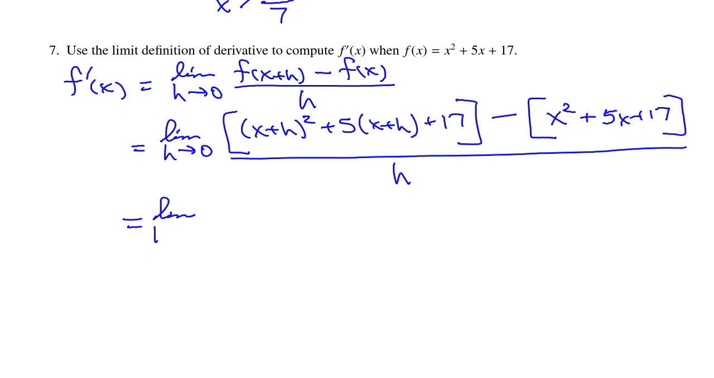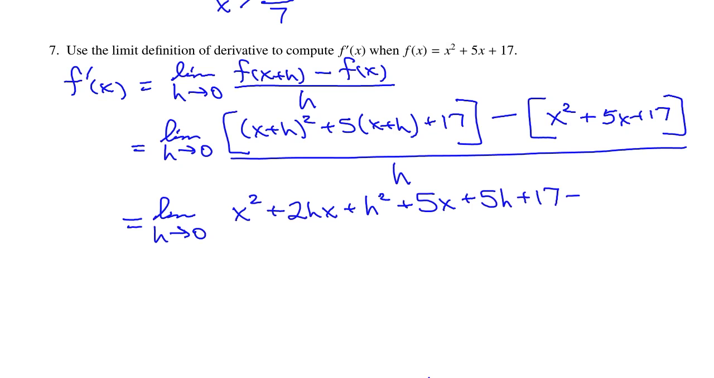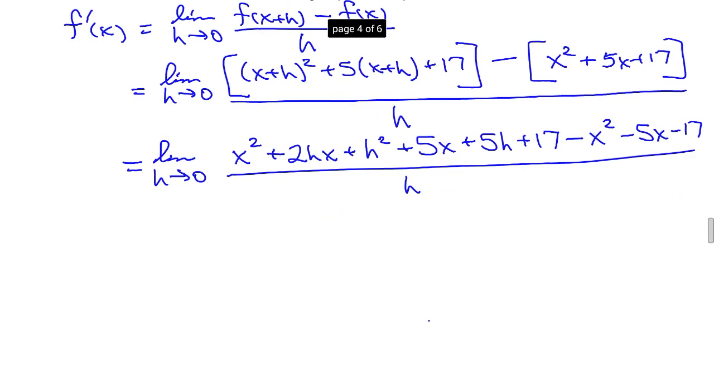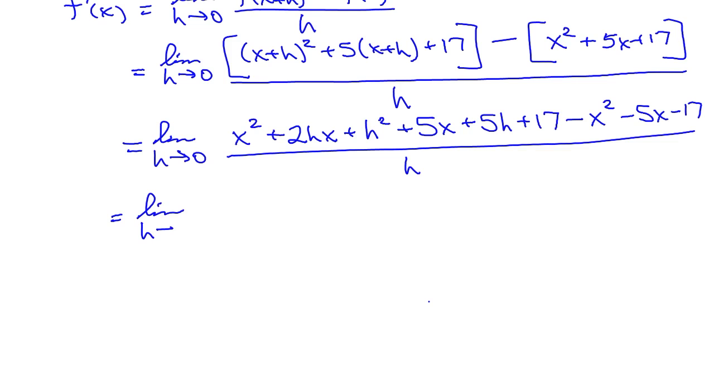In the next step, I'm going to multiply out x plus h squared. So that's x squared plus 2hx plus h squared. Distribute the 5, so it's 5x plus 5h plus 17 minus x squared minus 5x minus 17 over h. Now we can cancel the x squares, the 5x's, and the 17's. And that leaves us with 2hx plus h squared plus 5h over h.